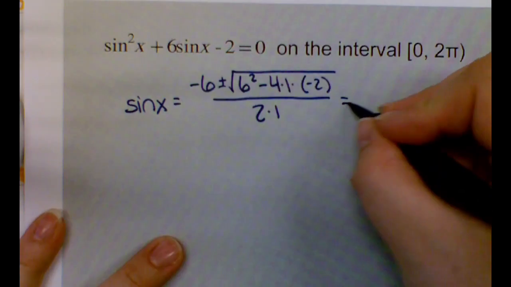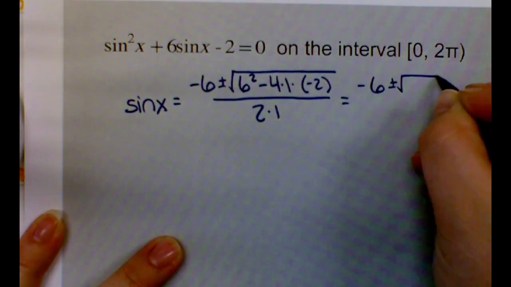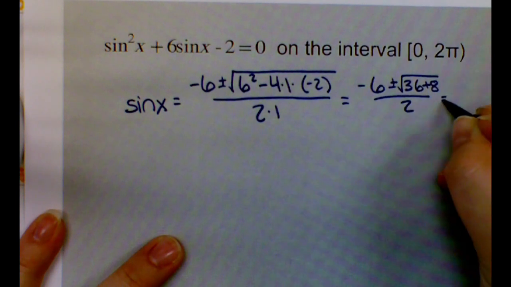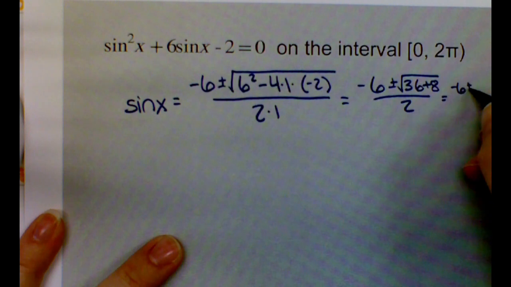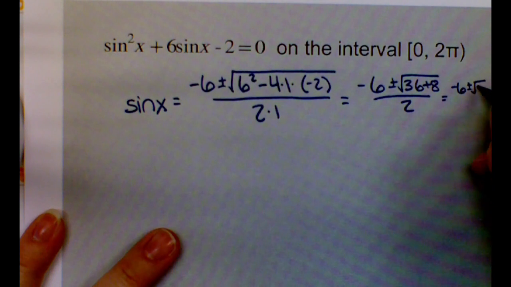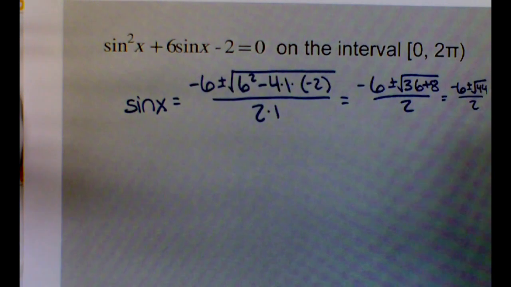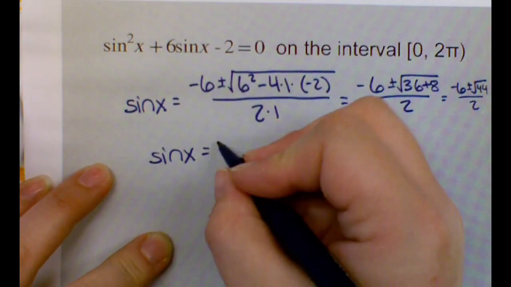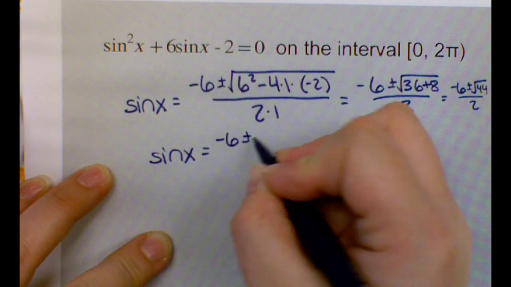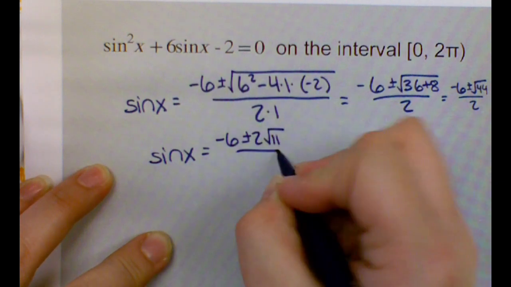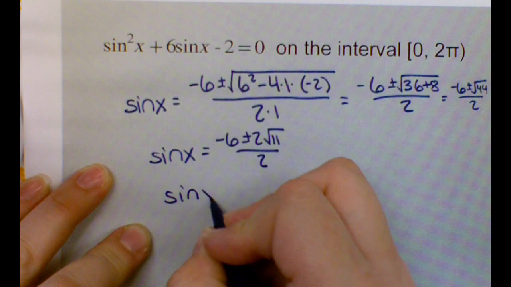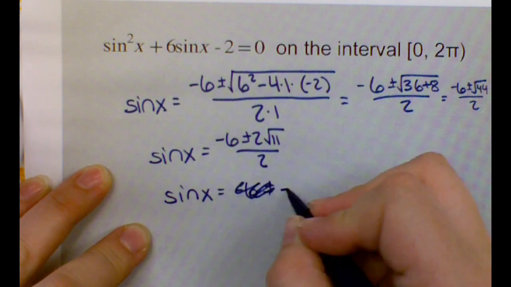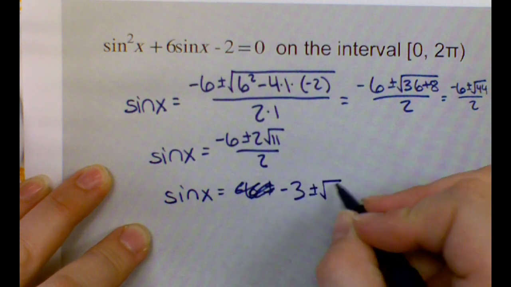So I simplify that. I have negative 6 plus or minus the square root of 36 plus 8 all over 2, which is negative 6 plus or minus the square root of 44 over 2, which means that sine of x is equal to negative 6 plus or minus 2 square root 11 over 2. Divide everything by 2, I get negative 3 plus or minus the square root of 11.